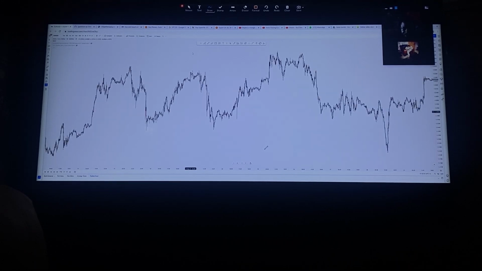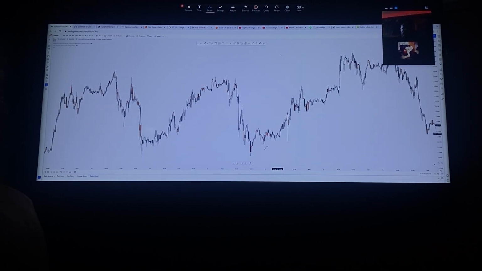Like for example, now if you look at this one here, look at this. You have lower low, lower high, lower low, lower high, lower low, lower high, lower low. You see this? Yeah. Now, where did the trend start from? Here. Where did you have break of structure? Here.